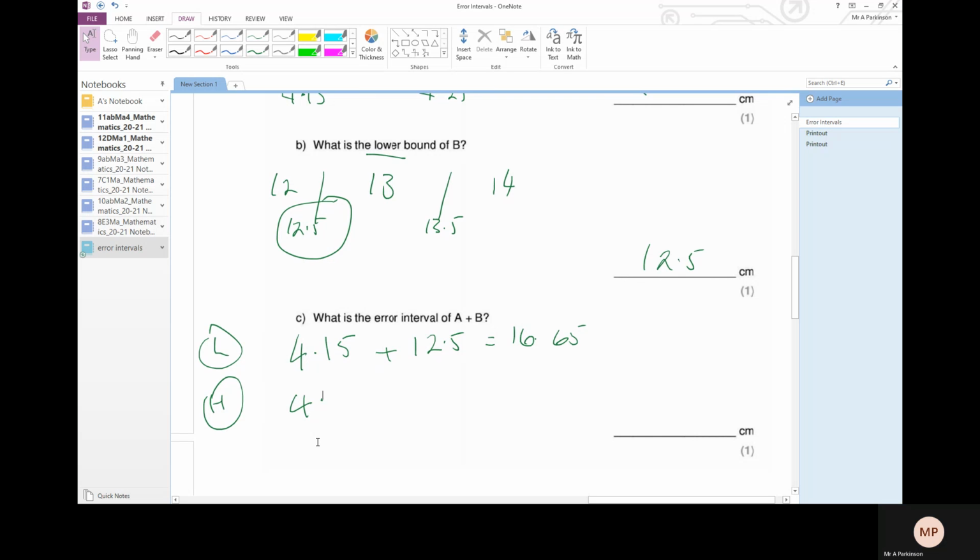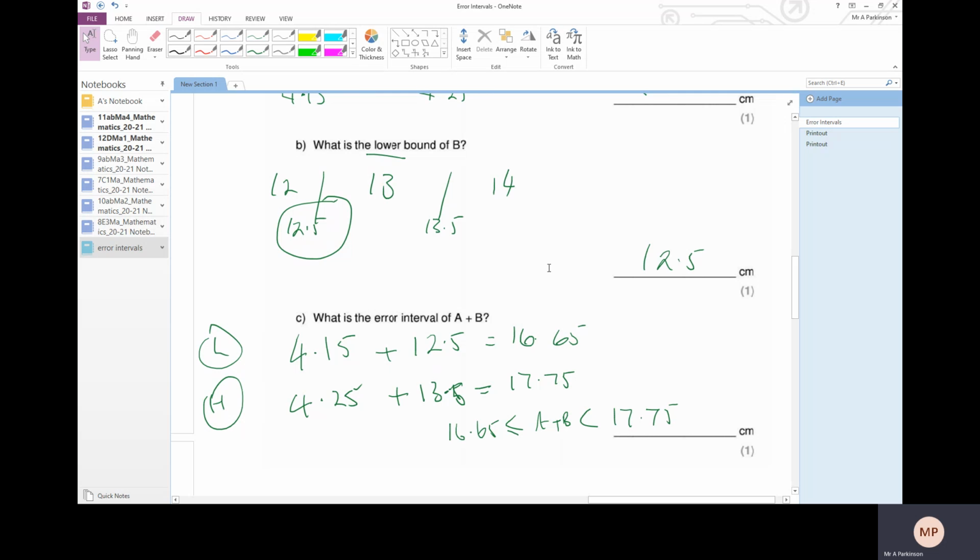And the highest value of A was 4.25, and the highest value of B was 13.5. And we're going to add those together. So that's 17.75. So therefore, the error interval of A plus B is 16.65 is less than or equal to A plus B is less than 17.75. They're all the same like that.